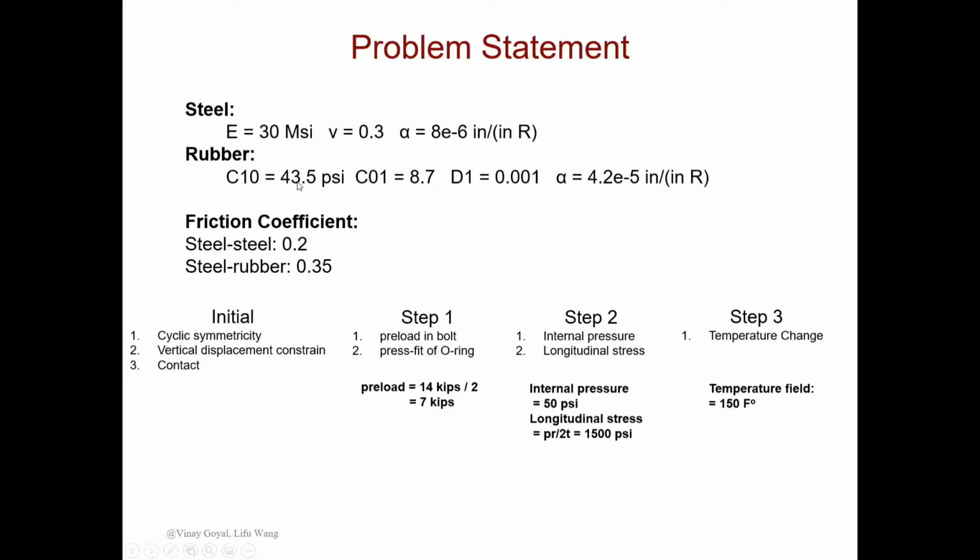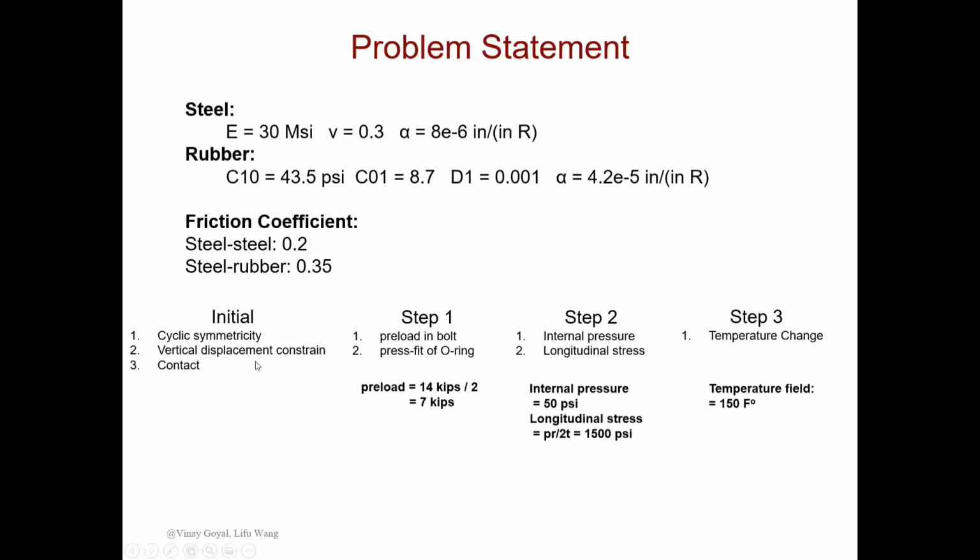And for the rubber, we use a hyperelastic material, the Mooney-Rivlin model, with material properties of C10 equal to 43.5, and C01 and D1 related to the bulk modulus, which is pretty low. That means it's nearly incompressible. And thermal expansion here. Notice that these constants should usually be determined in experiment. So here we just select commonly used material property sets.